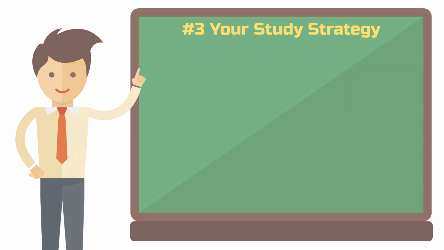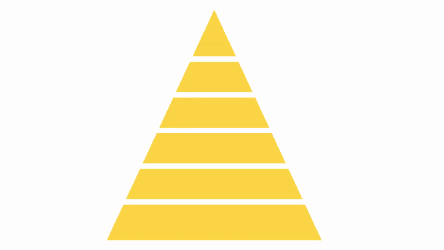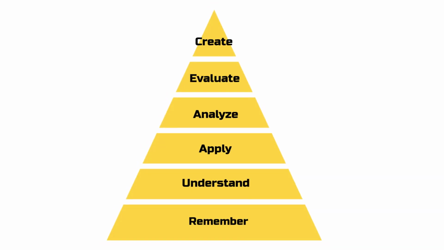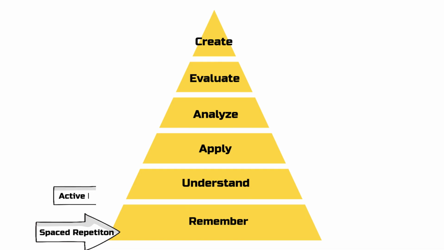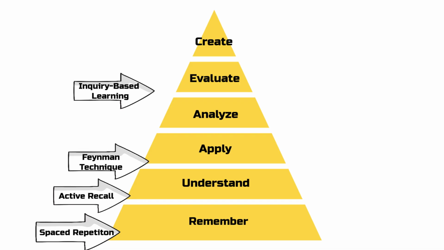I mentioned some of them already. Match them to the levels of the taxonomy: spaced repetition for remembering, active recall for remembering and understanding, inquiry-based learning for analyzing and evaluating, the Feynman technique for applying, design thinking for creating, and so on and so forth.